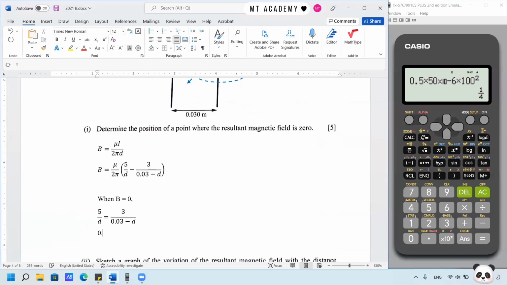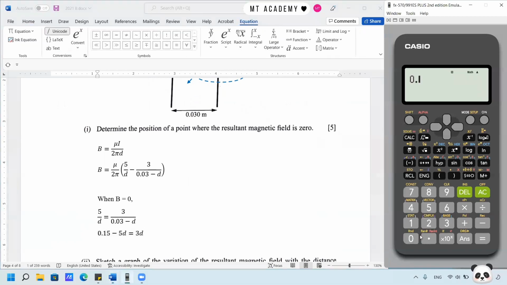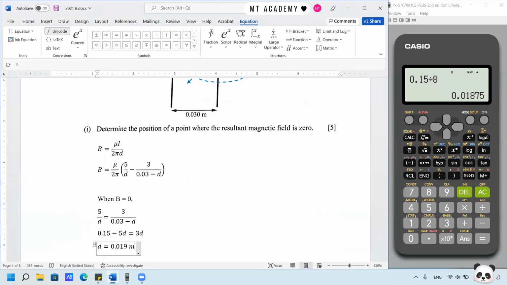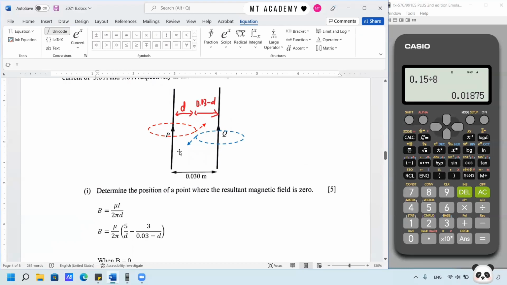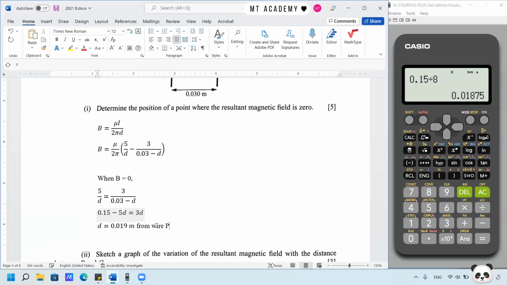So I just proceed. It will be equal to 0.15 minus 5D equal to 3D. And then what we have is 0.15 equal to 8D. So D is equal to 0.15 divided by 8. So you will obtain 0.019. Probably you can give two significant figures. You probably need to further explain the direction. So it is 0.019 meter from wire, which will give a more accurate explanation of the position of the point.